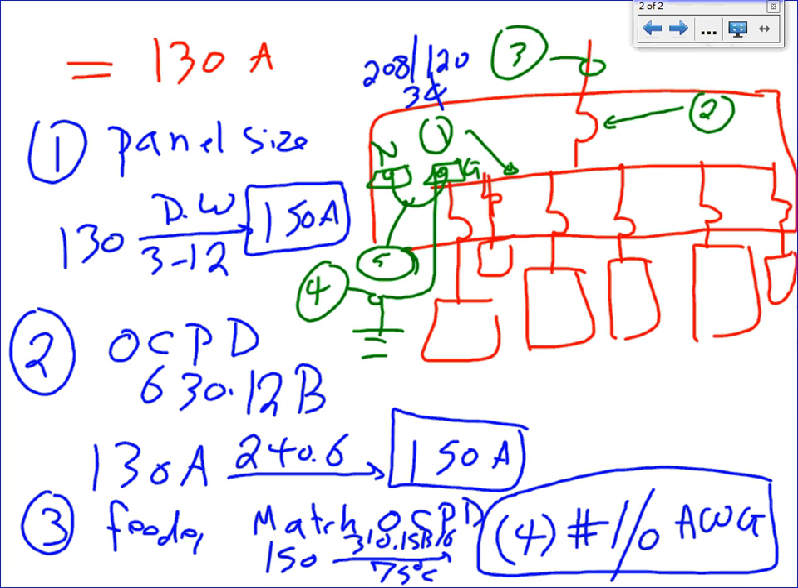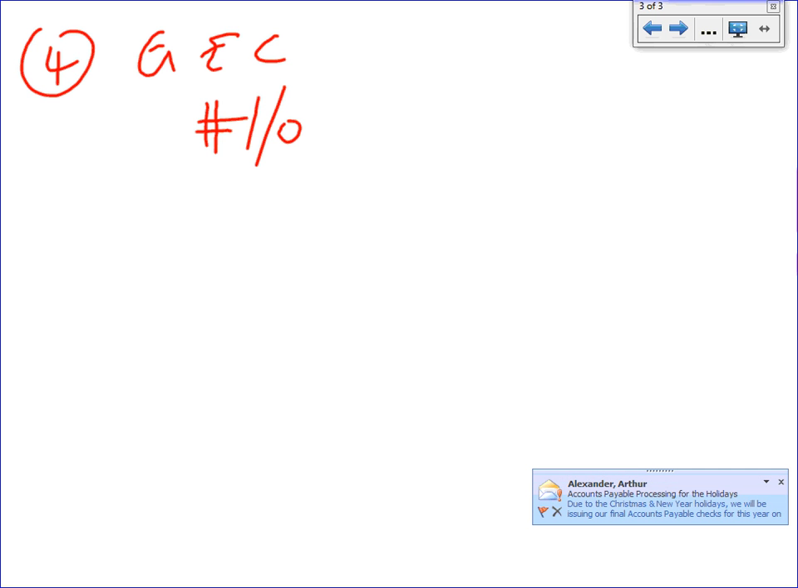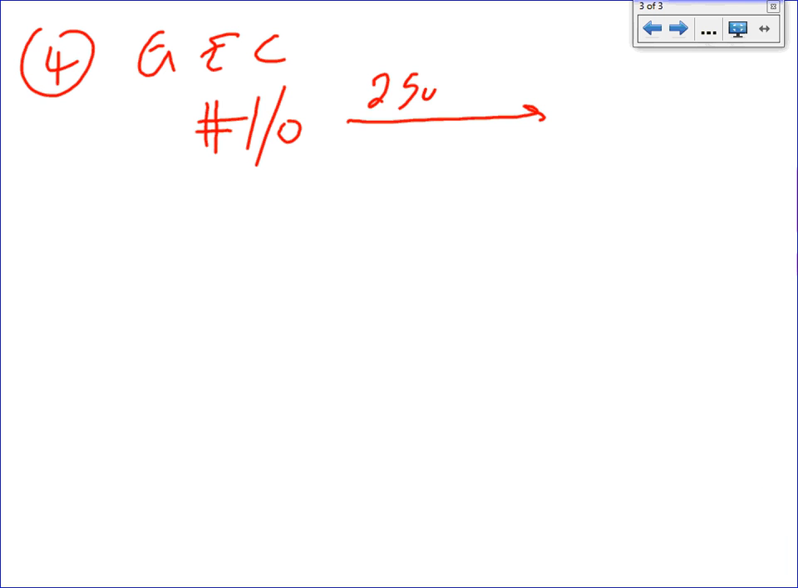Any question about this? Can I do 4 and 5 now? We're good? Okay. Let's go number 4. Number 4 was the grounding electrode conductor. And this will be sized directly based on the conductors, which is number 1 aught. You take this one directly to the 250.66 table, and you end up with number 1.